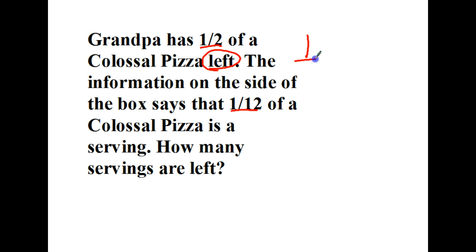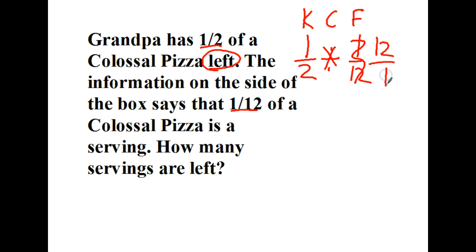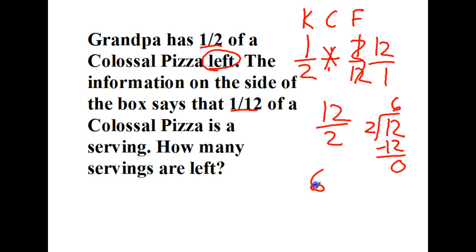So I'm taking 1/2, dividing it by 1/12. Keep, change, flip. So 1 times 12 is 12, 2 times 1 is 2, 12 over 2 equals 12 divided by 2, goes 6 times, nothing left over, so there would be 6 servings if you had half of a colossal pizza left. And that's how I would do fractions divided by fractions.